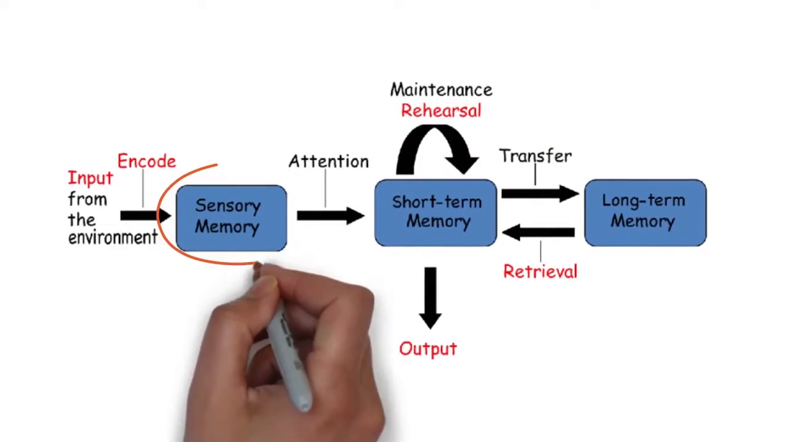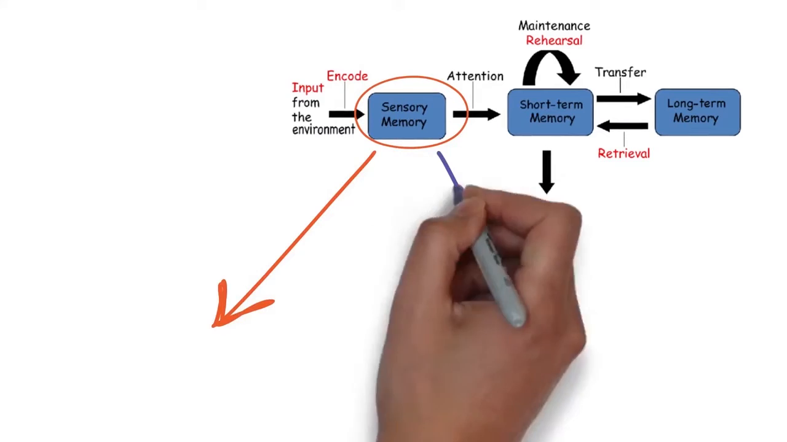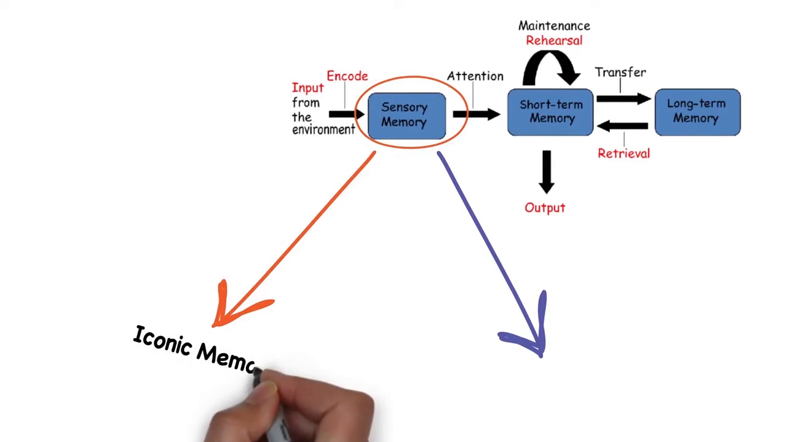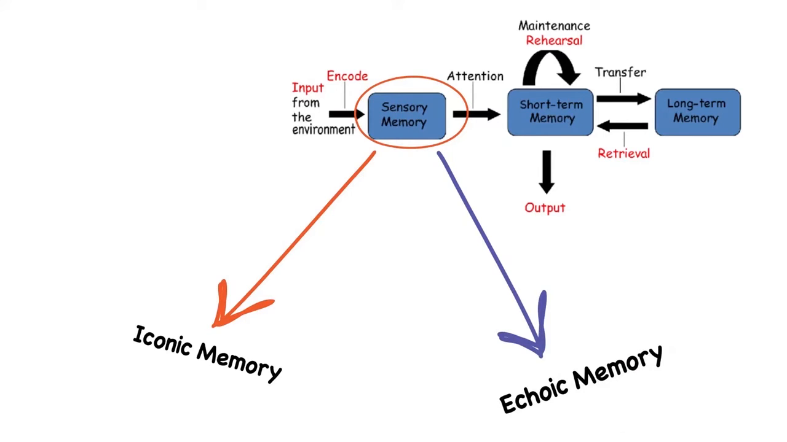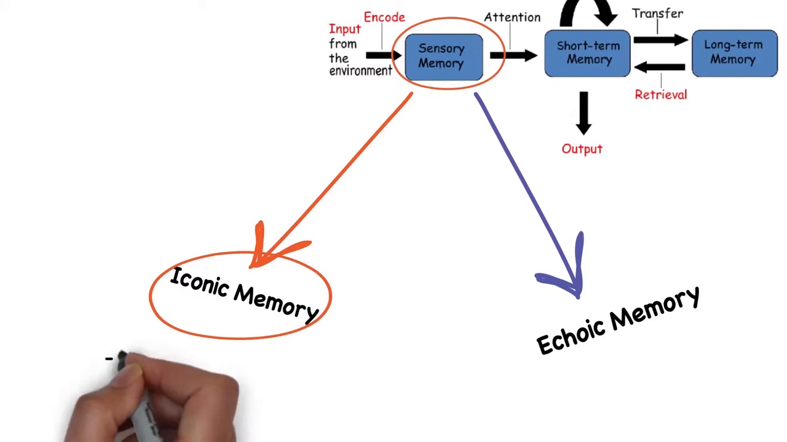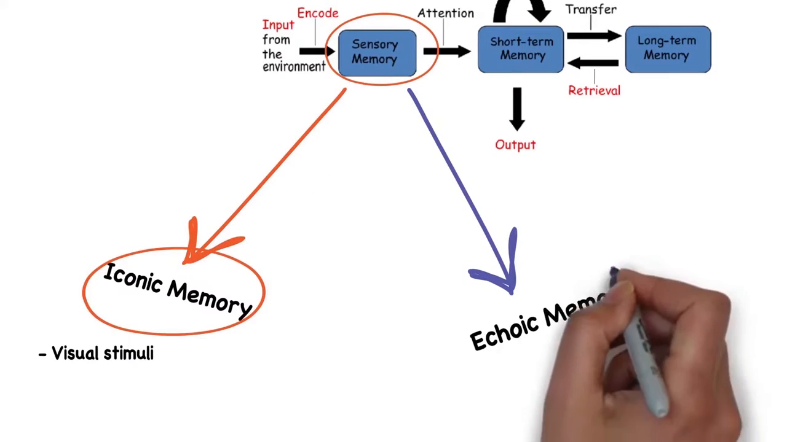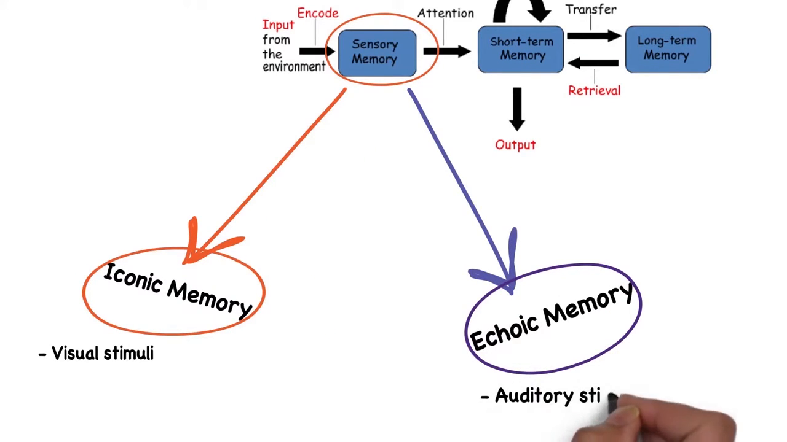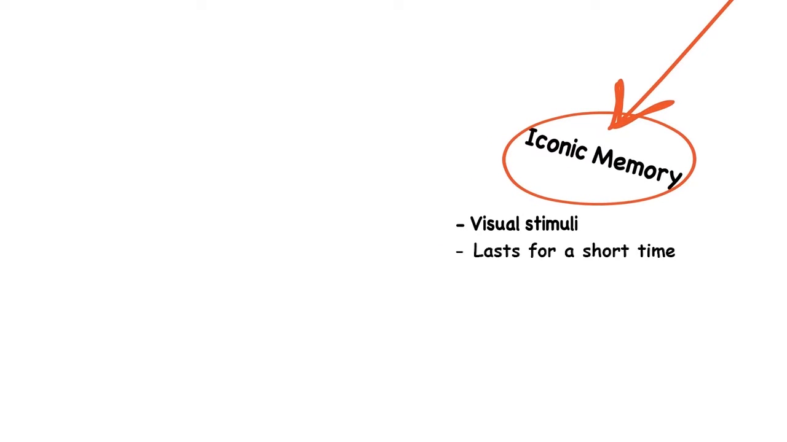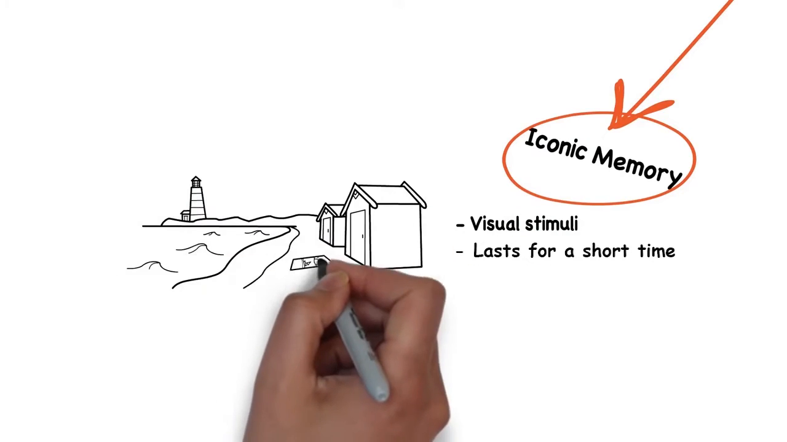Sensory memory holds sensory impressions received from the sensory organs for a very brief period of time. There are actually two types of sensory memory. They are the iconic memory and the echoic memory. The iconic memory has something to do with visual stimuli, and echoic memory has something to do with auditory stimuli. Iconic memory will last for a very short time, about less than 0.5 seconds. For example, remembering a picture you just saw.